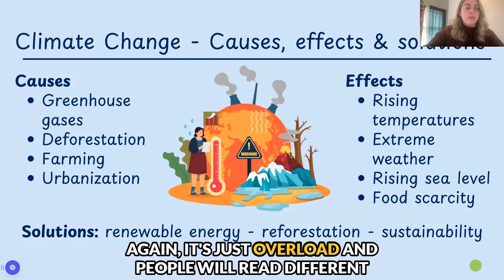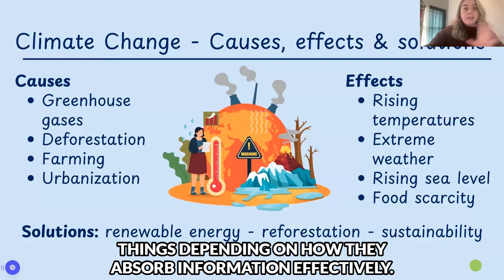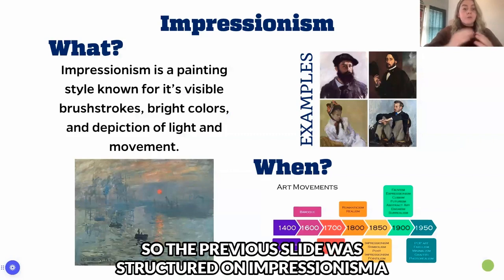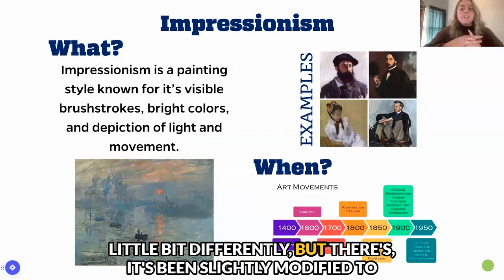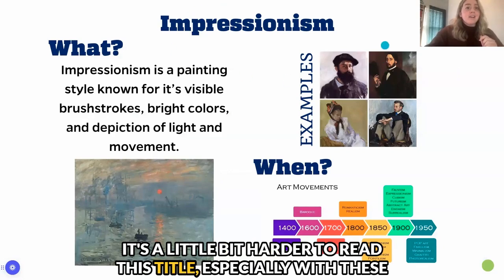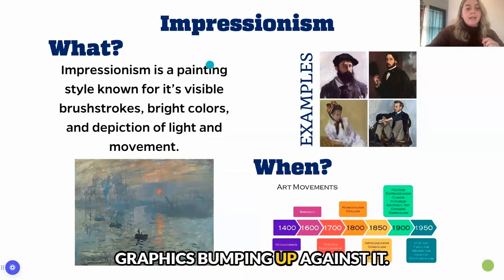Again, it's just overload, and people will read different things depending on how they absorb information effectively. This is another example of a bad layout. The previous slide was structured on Impressionism a little bit differently, but it's been slightly modified to have center-aligned text here. It's a little bit harder to read this title, especially with these graphics bumping up against it.